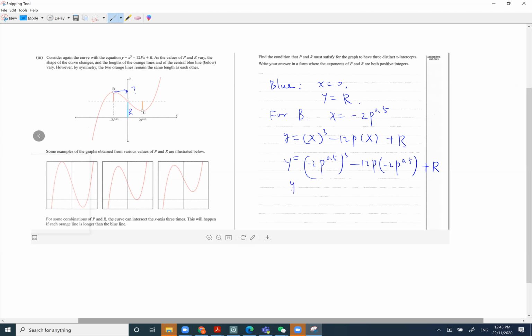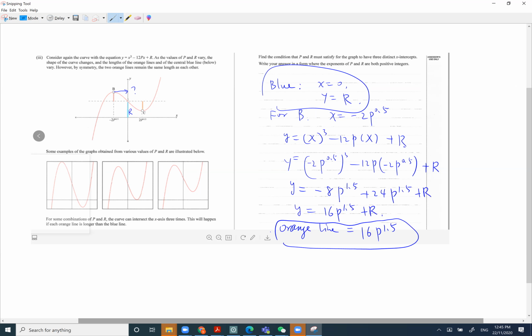So simplifying the y value: -8 p^1.5 plus 24 p^1.5. Y equals 16 p^1.5 plus r. The orange line equals 16 p^1.5. Guys, check if your blue line is just r and the orange line is just this. Double check if you understand. The y value minus r gives you the orange line.